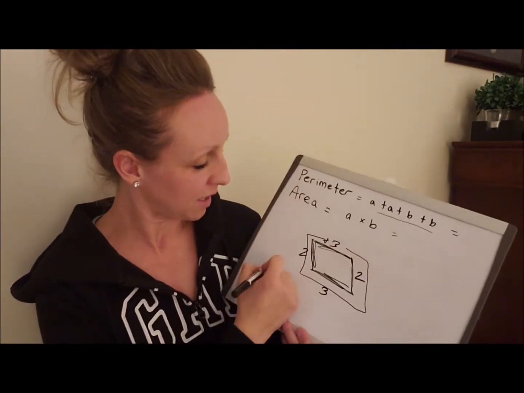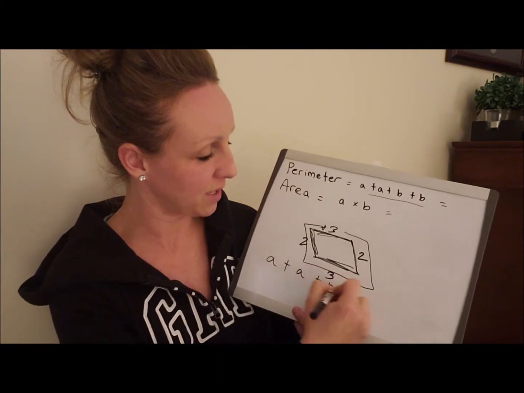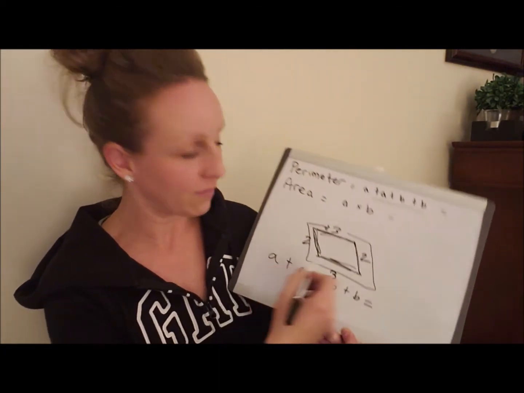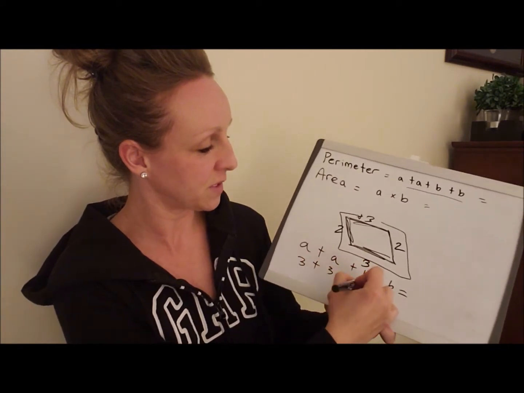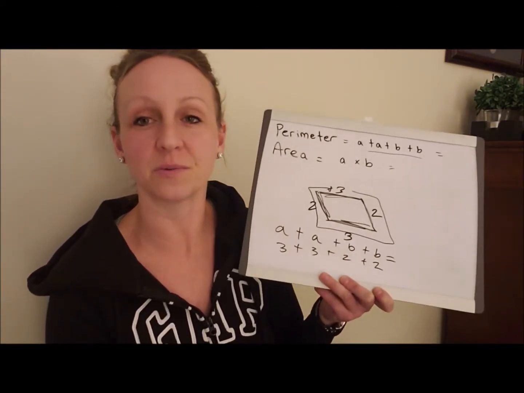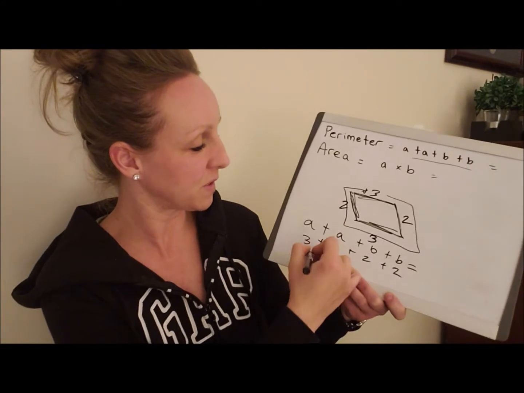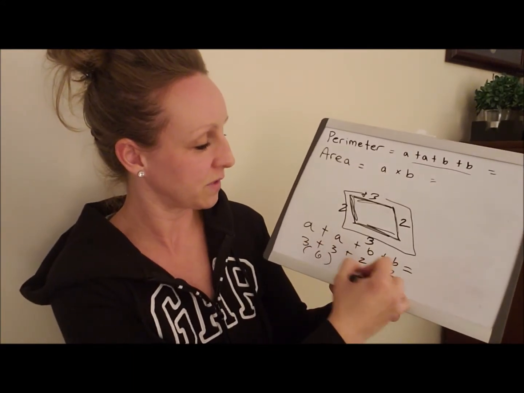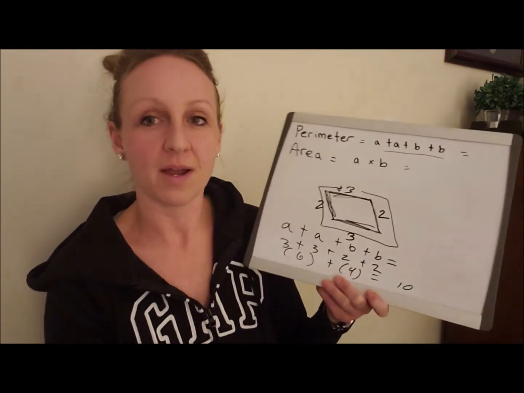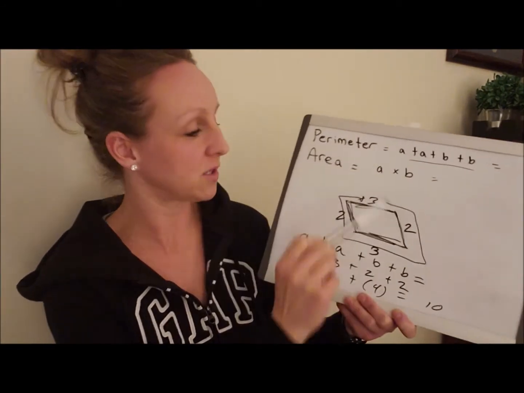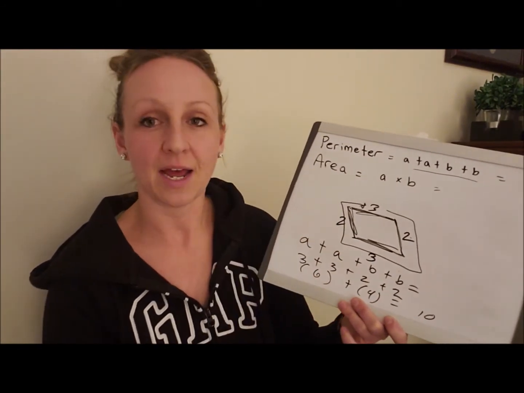So in this case, if it was A plus A plus B plus B, and again, I'm just randomly going to say A is 3, okay? 3 plus 3 plus 2 plus 2. It doesn't matter which one is A, which one is B. So 3 plus 3 is 6. 2 plus 2 is 4. So 6 plus 4 is 10. So my perimeter of this parallelogram, I just go 1, 2, 3, 4, and I add them up, and there's my perimeter.